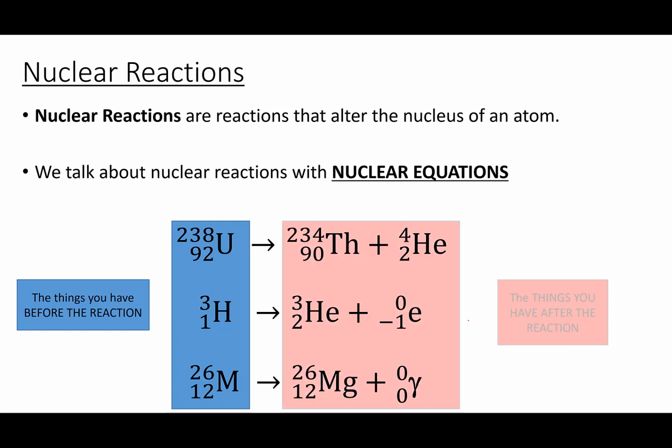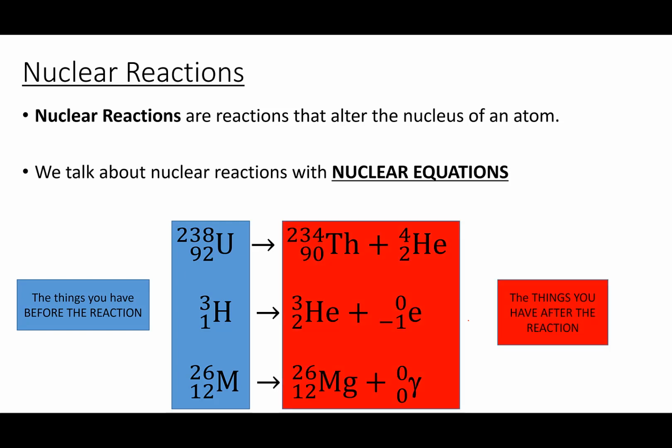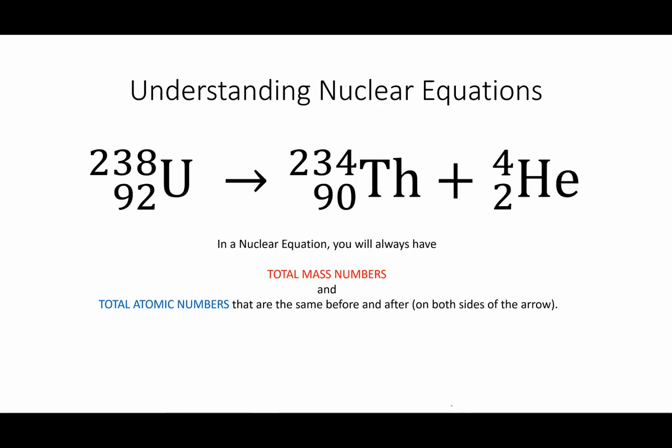Okay, so these are what you have before, and these are what you have after. The arrow is a separator, beginning to the end. Now the stuff we start with at the beginning is called the parent nuclide. The big chunk we make at the end is called the daughter nuclide. And then this helium, this electron, and this gamma ray are just called radiation. So the parent nuclide radioactively decays into the daughter nuclide and the radiation. So this is how we understand nuclear equations.